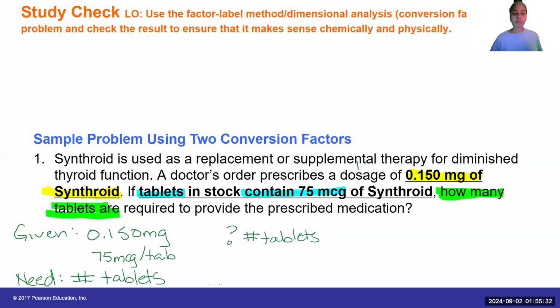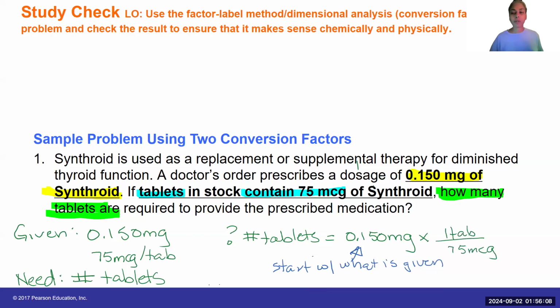To solve the problem, we're going to write out each step all together in one. I'm always going to start with the amount that I'm given. Now, you might think to start off with the 75 micrograms. The reason why we don't start with that is because that is our conversion, because it's 75 micrograms per tablet. That is in a fraction. So we're always going to start with the measured amount, 0.150 milligrams. This is what we're starting with, times 1 tablet per 75 micrograms.